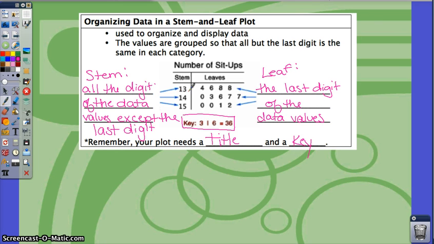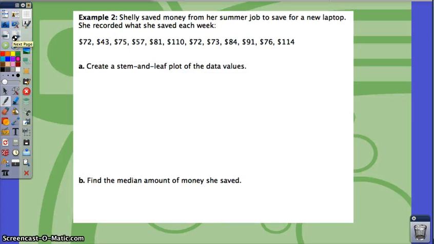So the numbers would be 134, 136, 138. This would be 150. This one isn't just 7, it would be 147. So the key shows the reader how to put the stem and the leaf together. So let's create one. In example 2, Shelley saved money from her summer job to save for a new laptop. She recorded what she saved each week. Create a stem and leaf plot for the data values.